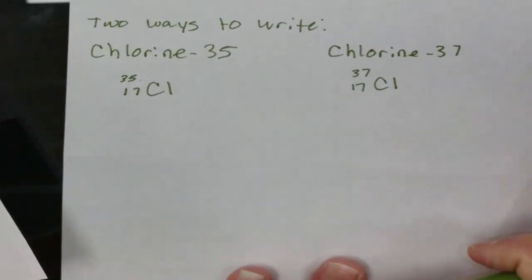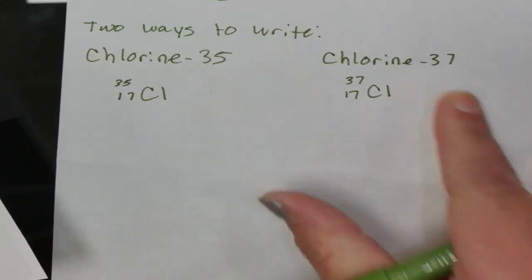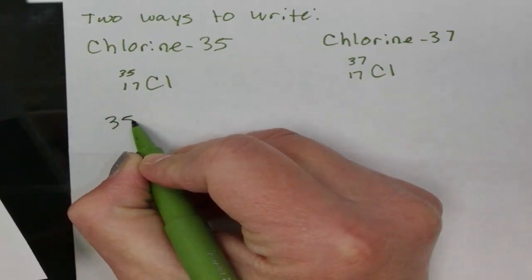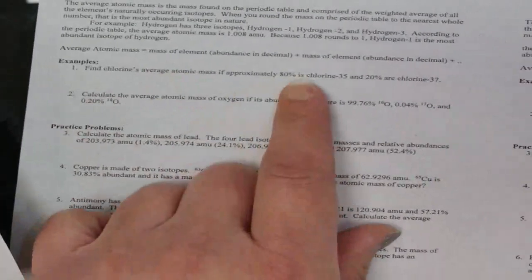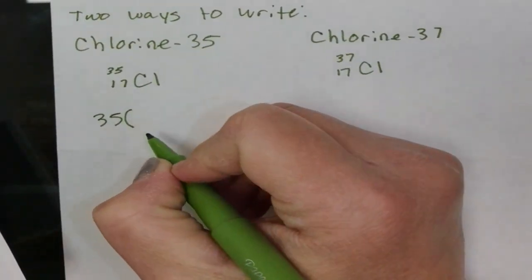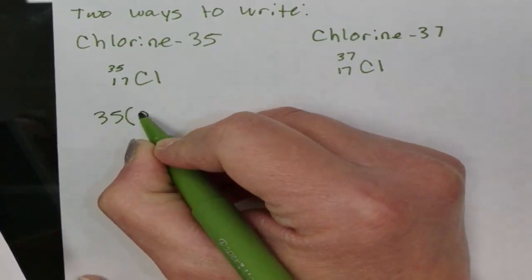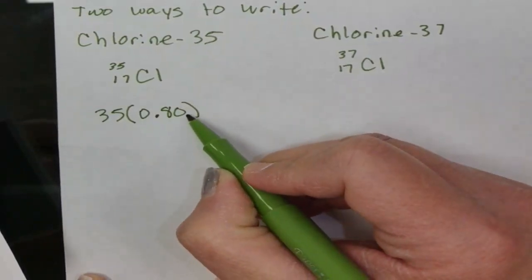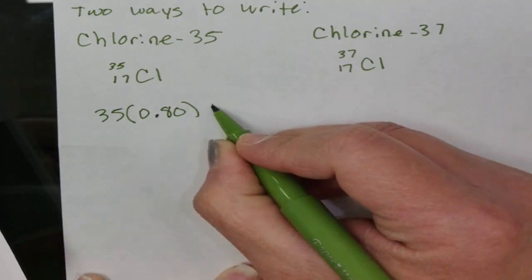So we're going to do the same thing. Chlorine has two masses, mass number 35, and my problem told me that approximately 80% of the chlorine on planet Earth is a mass of 35. So when I multiply by a percentage, 80%, I move my decimal place left 2 times.